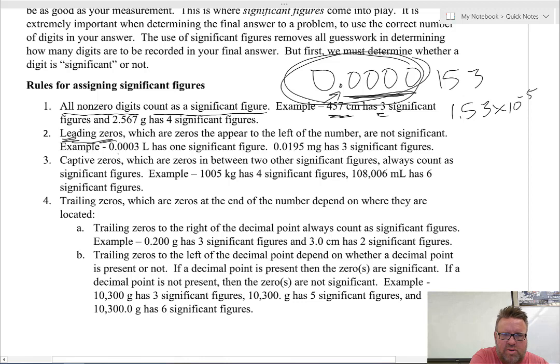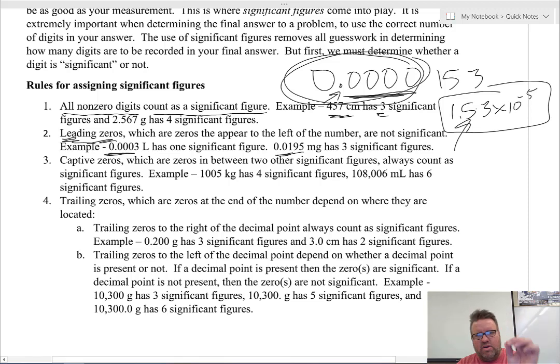Okay, so in the number 0.0003, none of these zeros are significant. It only has one significant figure, the 3. Okay, 0.0195 again has 3 significant figures, the 1, the 9, and the 5. Anytime a number starts with zeros, and you can see it here in scientific notation, same thing: 0.0000153 has 3 significant figures, and so does 1.5 times 10 to the minus 5th. When you write a number in scientific notation, you only look at the numbers right there, and yep, there's 3 significant figures.